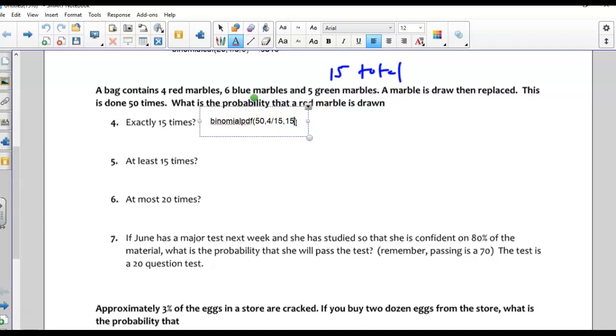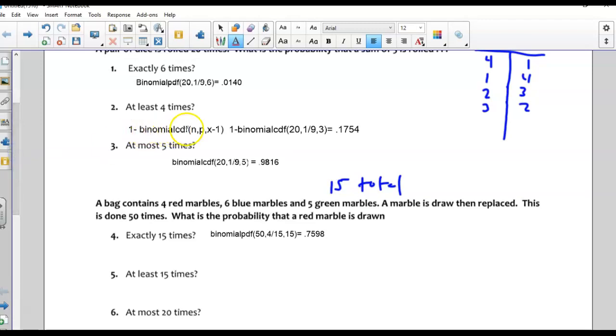Let me punch it in real quick. Normally I would put one up here, but I'm trying to keep this as short as possible. So 0.75 now. All right. This one, again, says at least 15 times. So remember, at least. When it's at least, we're going to do 1 minus binomial CDF of our trials, our probability, and then our specific event minus 1. Okay.